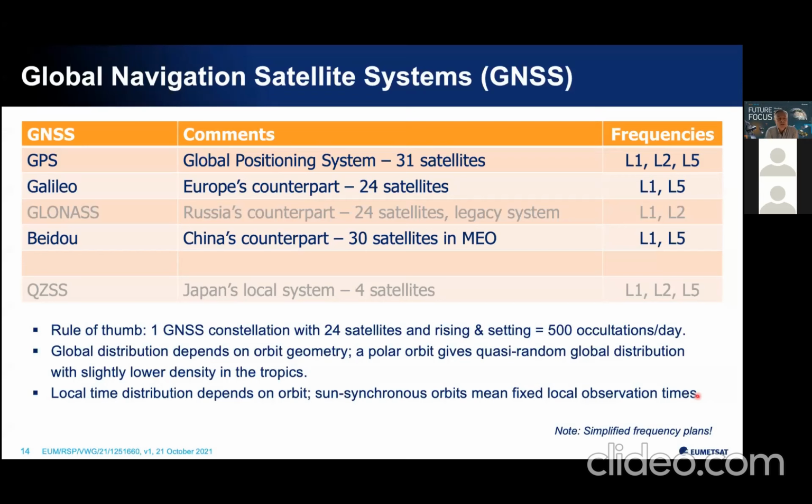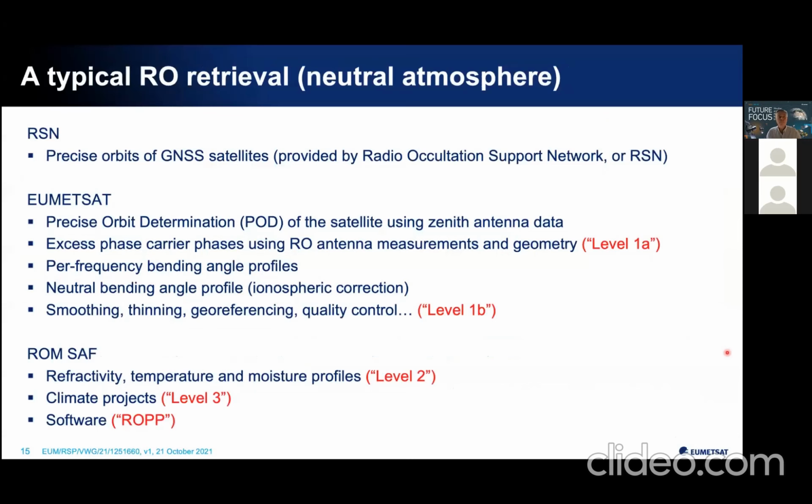And if you are thinking about the local time distribution, if we are on a fixed local time with the orbit, then individual occultations will be 3,000 or 3,500 kilometers away from the ground track, but they will still, of course, be close to that local time. You will not get a global coverage in local time from a single satellite on the sun synchronous orbit.